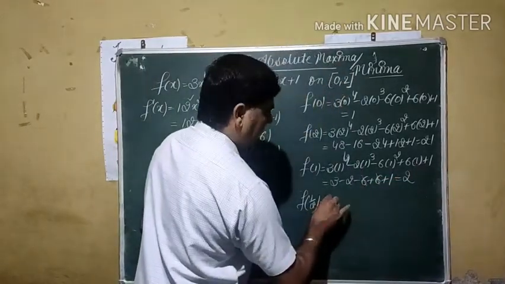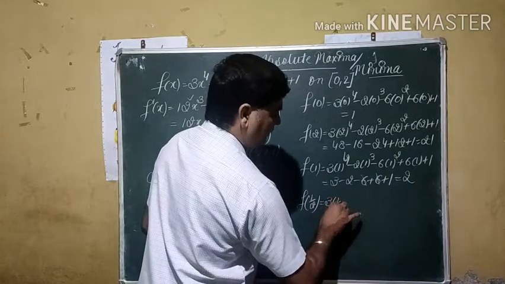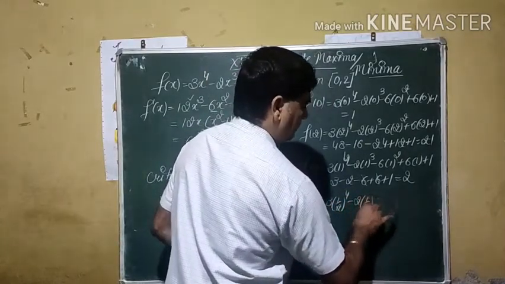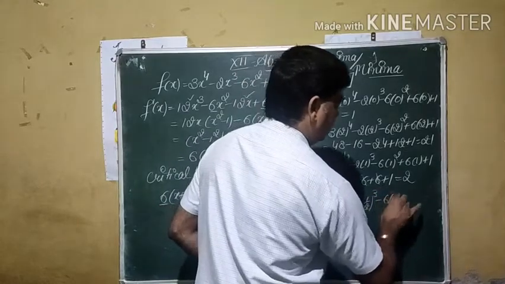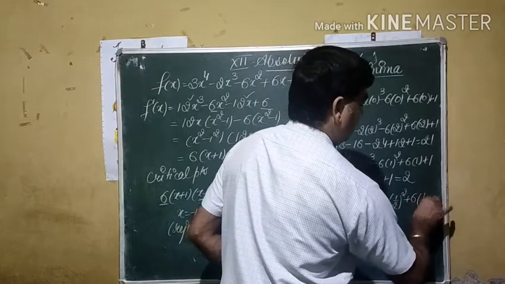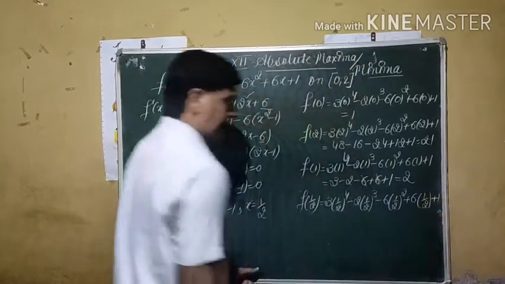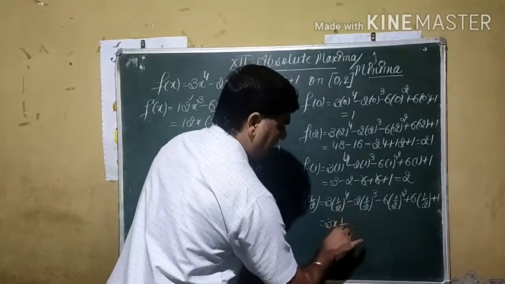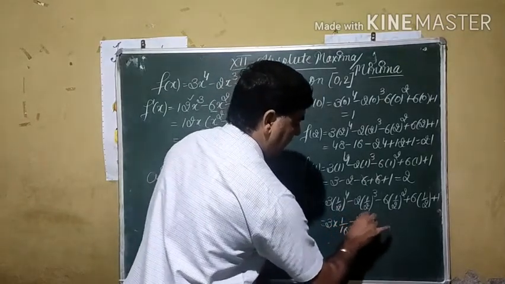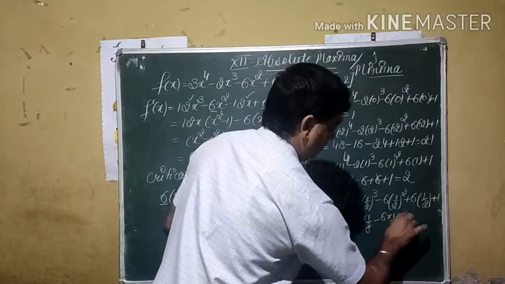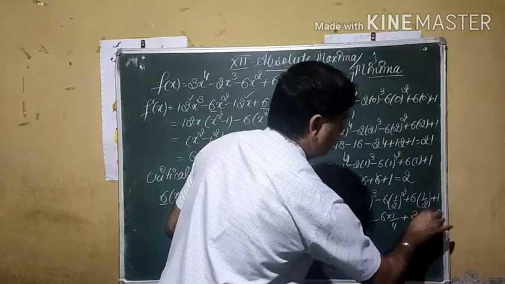Now we replace the value of x by 1 by 2. We get 3 times 1 by 2 to the power 4, minus 2 times 1 by 2 cubed, minus 6 times 1 by 2 squared, plus 6 times 1 by 2, plus 1. Solving, we get 3 times 1 by 16, then 1 by 8, then 1 by 4. If we simplify, we get overall 3 plus 1.